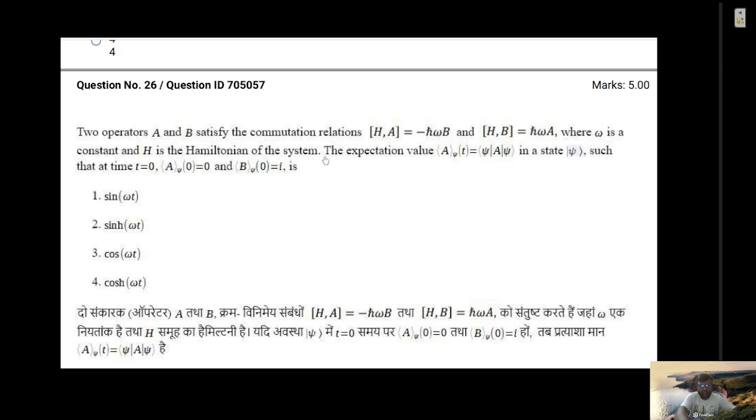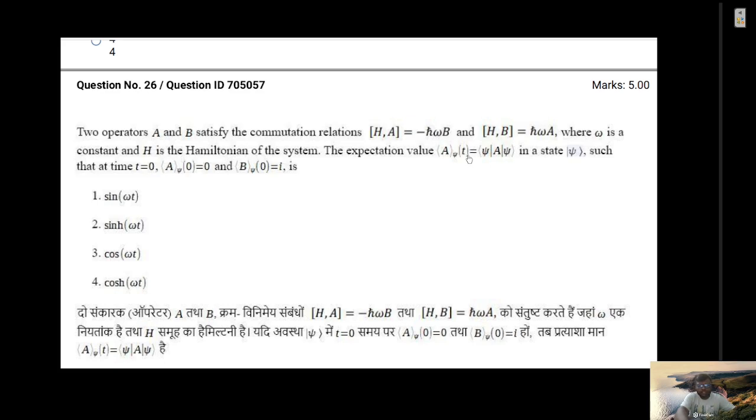H is the Hamiltonian of the system. You have been given the expectation value of A in state psi at time t, equal to bra psi A ket psi, such that at time t equal to 0, the expectation value of A in state psi is 0 and the expectation value of B in state psi at time t equal to 0 is 1. So you have to calculate the expectation value of A in state psi at time t.